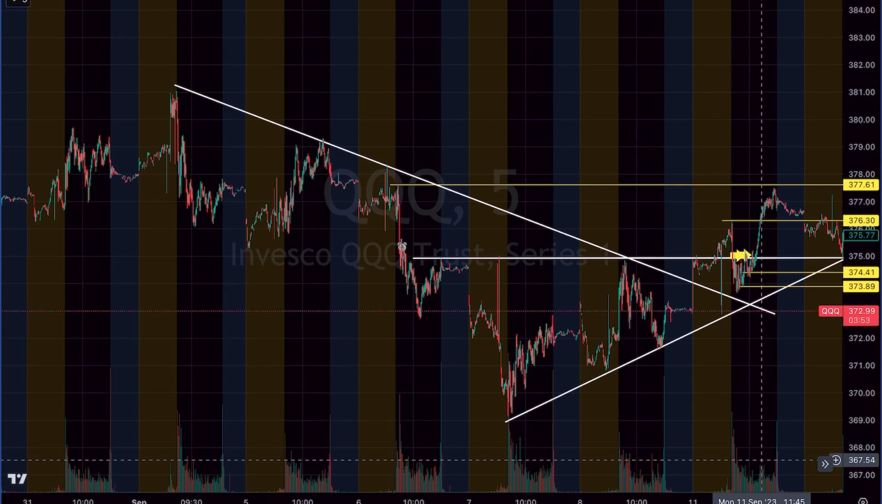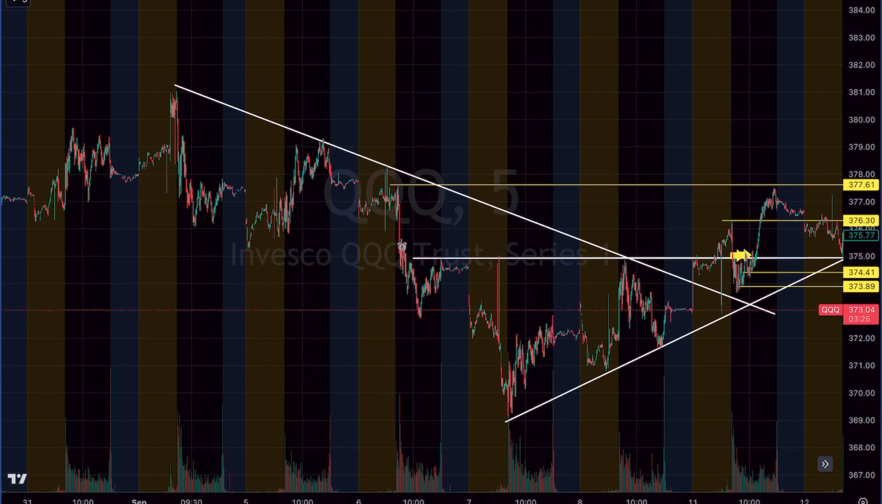This is QQQ. It was a very high probability play, but I did get faked out of it twice and ended up leaving $4,000 on the table, right? So I'm going to show you exactly where I made this simple mistake, and how I could have done it better. But before I get into that, I want to go over why I like this setup and why this setup is high probability. So let's jump right in.